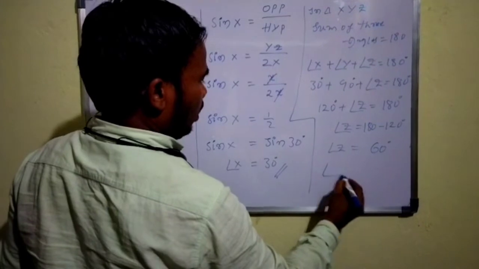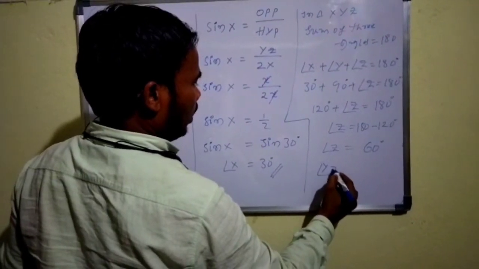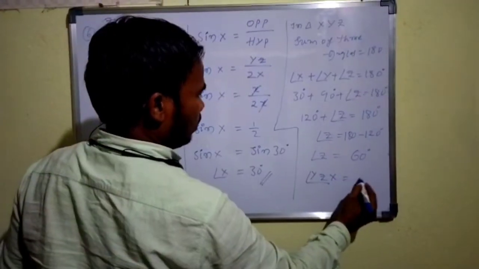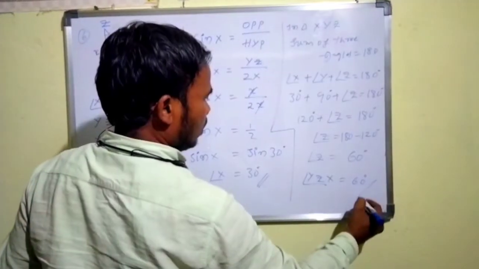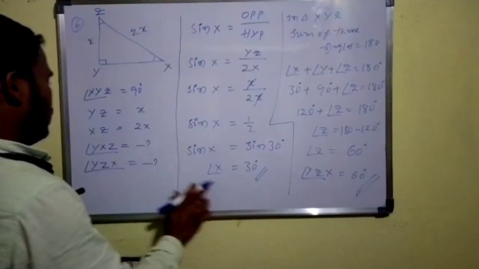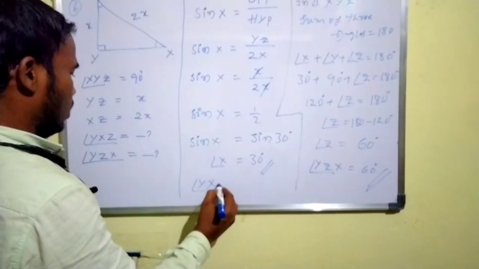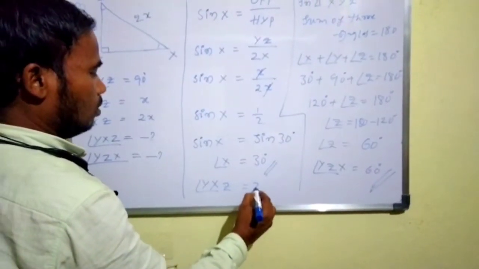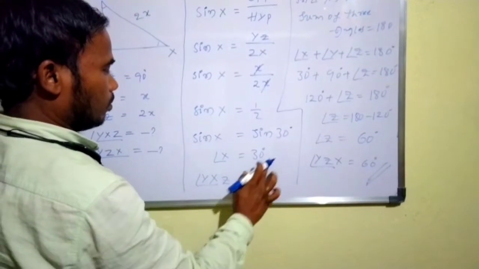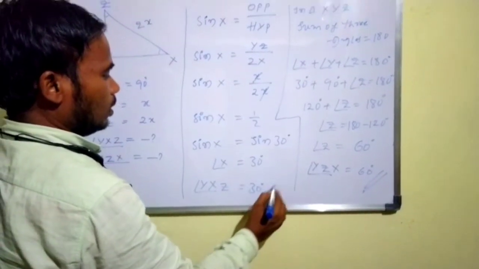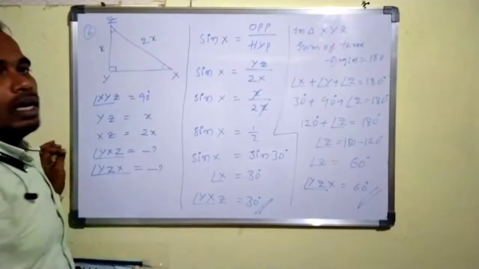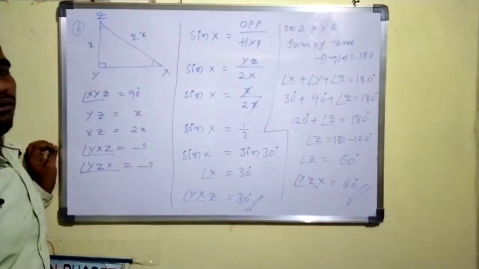Angle YZX is equal to 60 degrees. It is finished. Angle YXZ is equal to 30 degrees. This is the answer. It is the sixth question, it is finished.